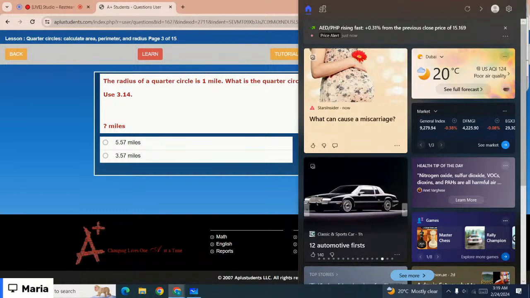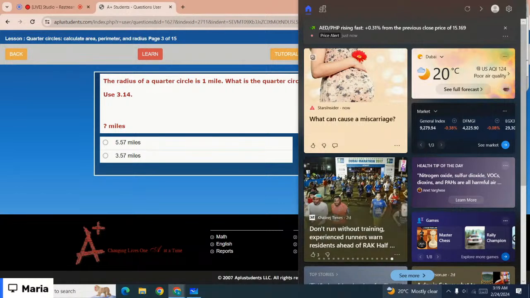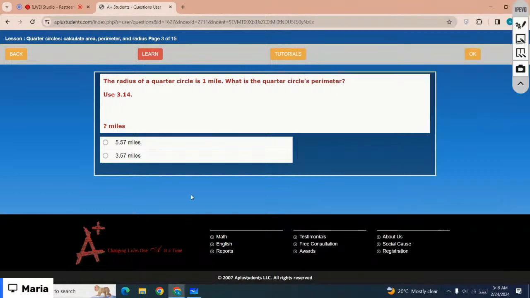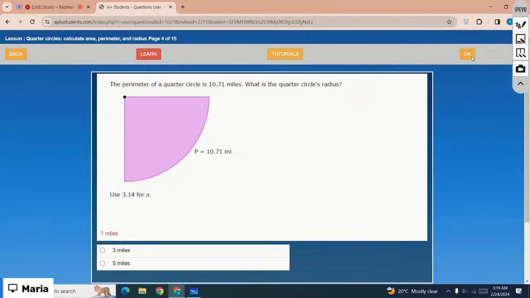Which is the correct option? The correct option is 3.57 miles. I'm just guessing the answers because, yes, for the last one you have the answer 1 mile. So I remember for this the perimeter is 3.57, right?